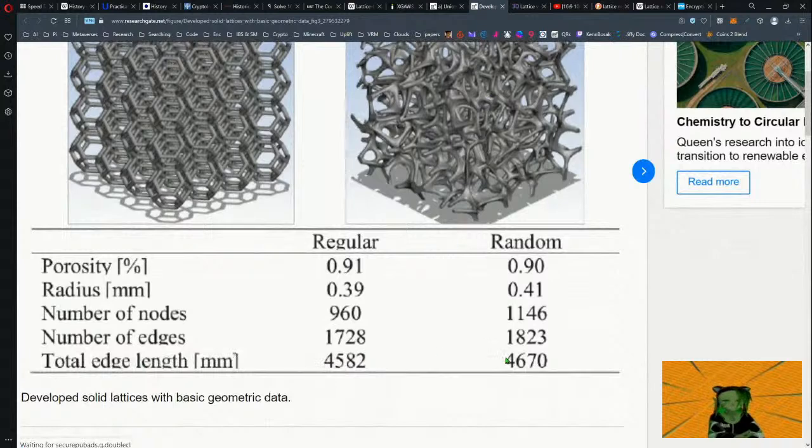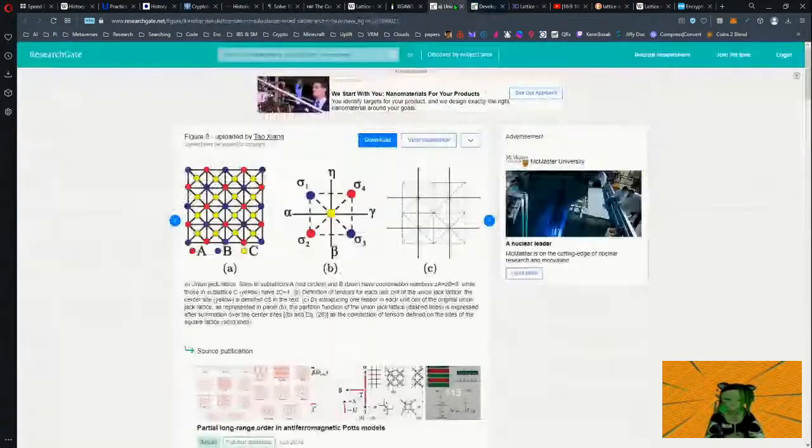If we look at total edges, random takes more to get there. Number of edges, random took more to get there. Number of nodes, random took more to get there. Key point here is the random takes longer than knowing the actual weight. And that's the point of lattice.